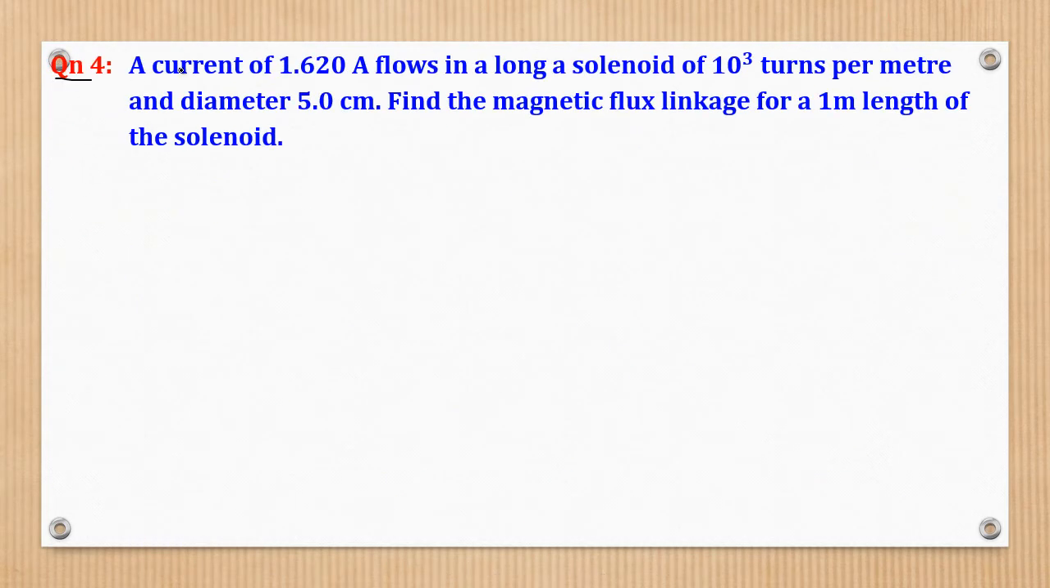Then question 4 says a current of 1.620 ampere flows in a long solenoid of 10 to the power 3 turns per meter and diameter of 5 centimeters. Find the magnetic flux linkage for a 1 meter length of the solenoid. So some steps are the same as previous.